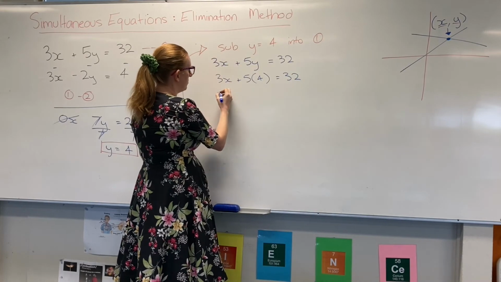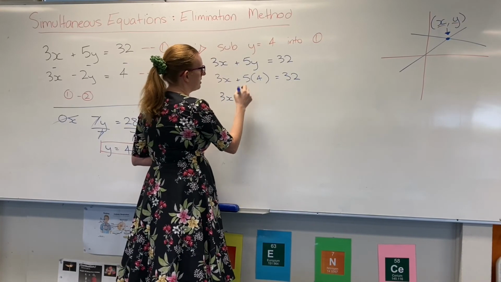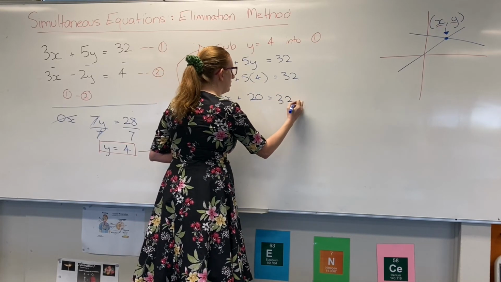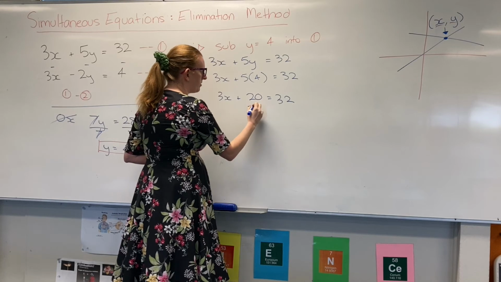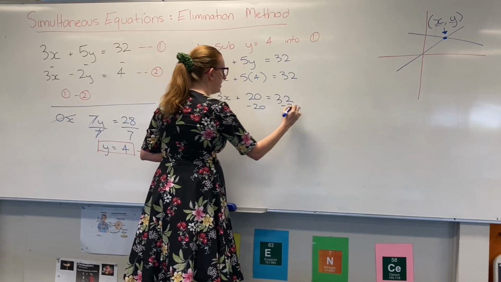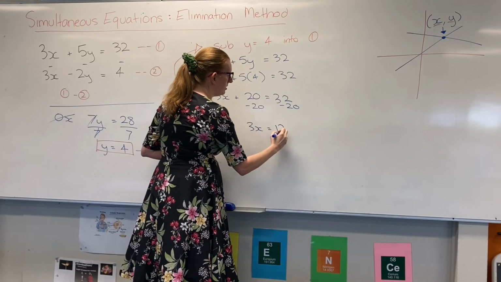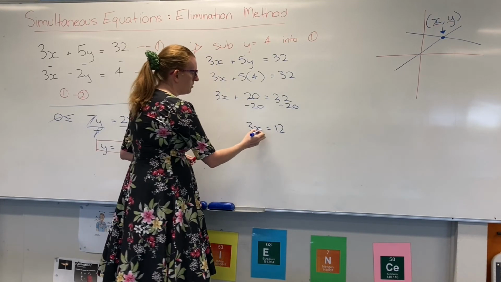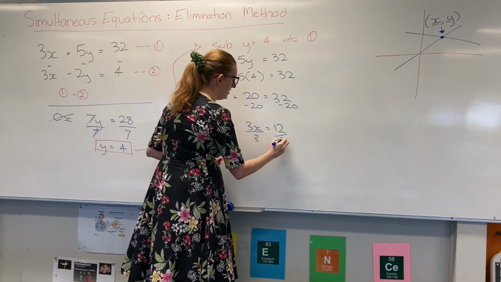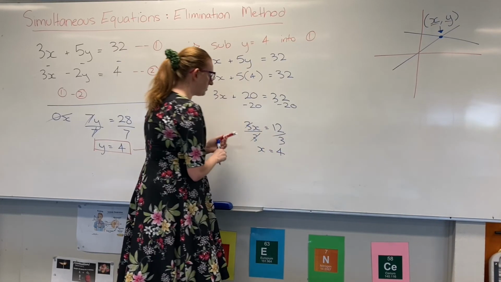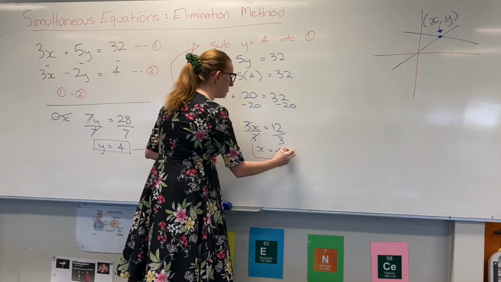So now I've got 3x plus 5 4s are 20 is equal to 32. How do I get rid of this 20? I have to minus it. Minus 20. So now I've got 3x is equal to 12. Divide both sides by 3. I get x is equal to 4. So there's my other half of my answer.